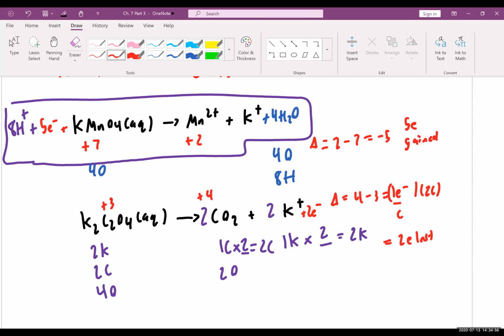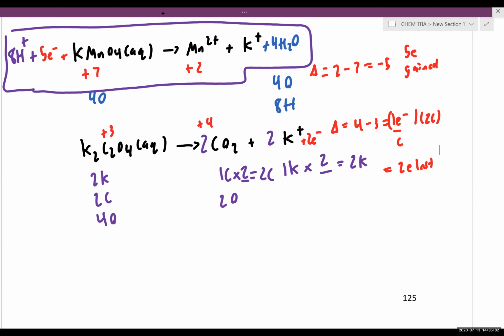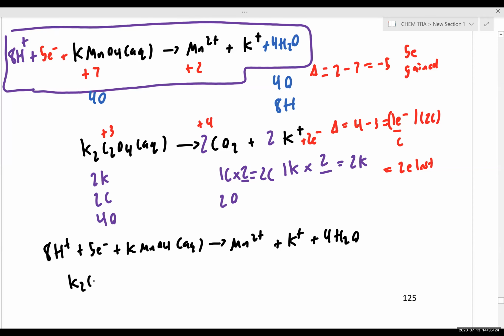Now let's write our entire set of equations, and then let's try to add them together. So we have 8H plus, 5 electrons, plus KMnO4 aqueous leads to manganese 2 plus, potassium plus, and 4 H2O. And then we have potassium oxalate, K2C2O4 aqueous, leads to 2 carbon dioxide plus 2 potassium plus 2 electrons.